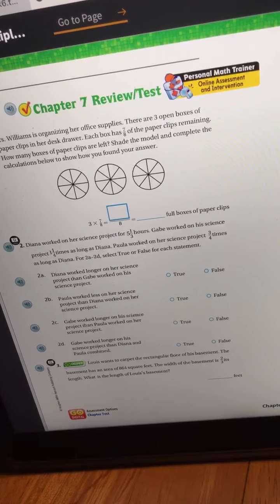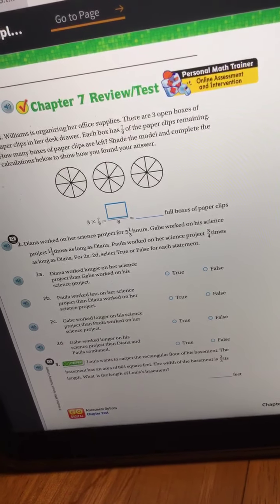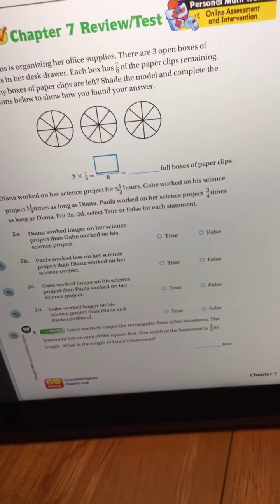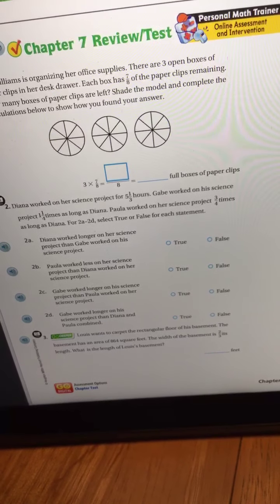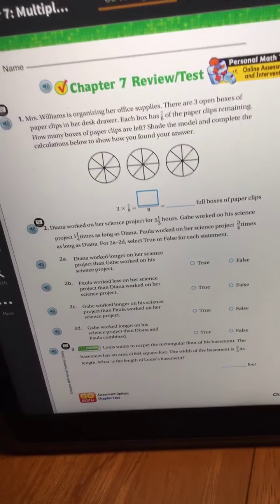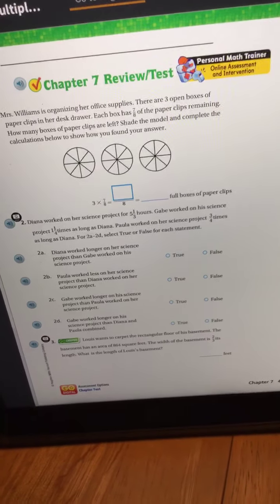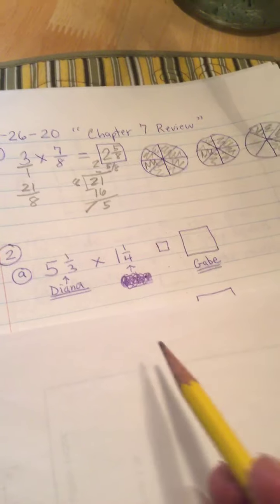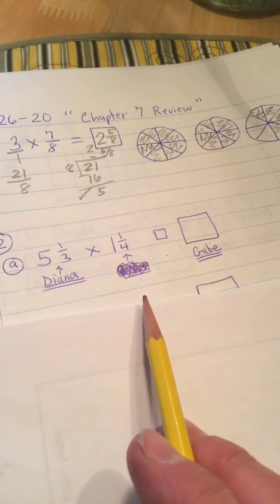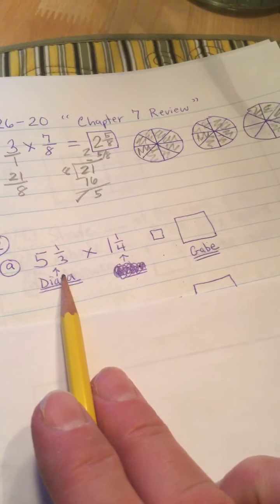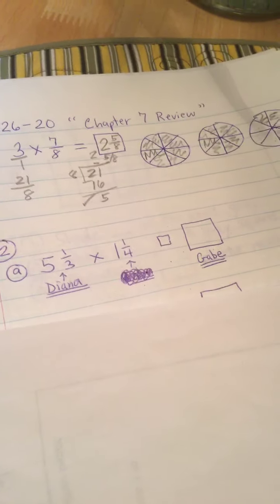And we are not going to play Price is Right. It is not, all right, let's just guess and hope for the best. We're not doing that. So look at 2A. It says, Diana worked longer on her science project than Gabe worked on his science project. Well, Diana worked for 5 1/3 hours. So this is A. Diana worked for 5 1/3 hours, and it says here that Gabe worked 1 1/4 times as long as Diana. So I have to take 5 1/3 and multiply it by 1 1/4.